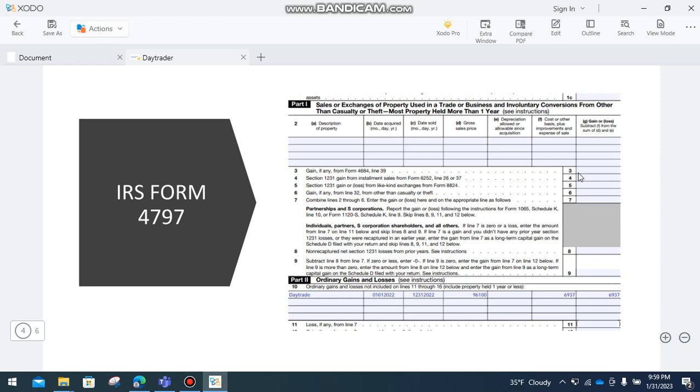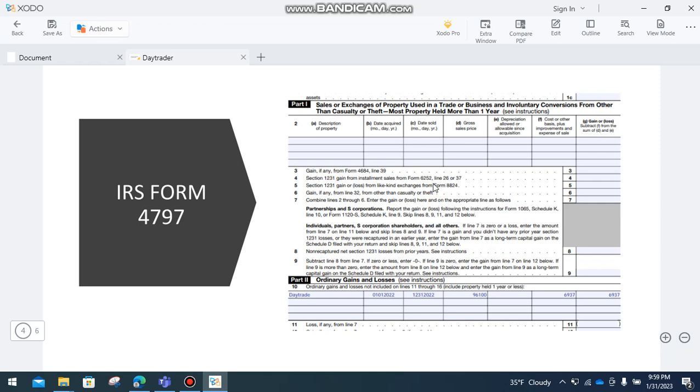For example, I just repeat the steps from the previous slide and put it here. Right here, you just put day trader or whatever the name of the security is, the date that you purchased, the date that you sold it, and then your profit here. That's how you report it on the 4797, and eventually you're going to have to put it on the regular 1040, so you show all the income on the 1040.